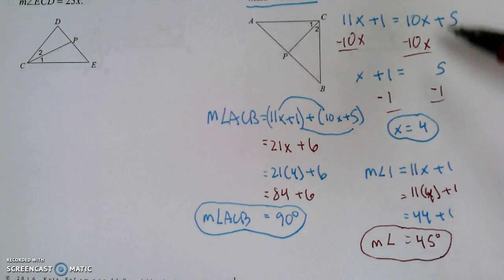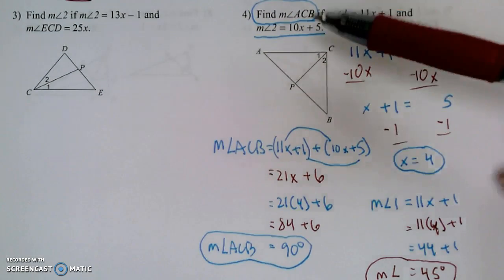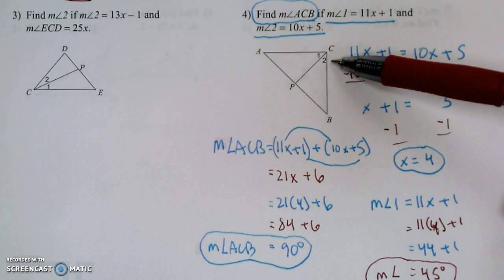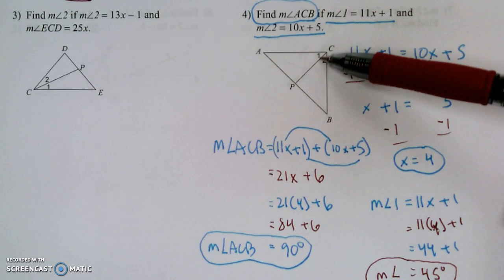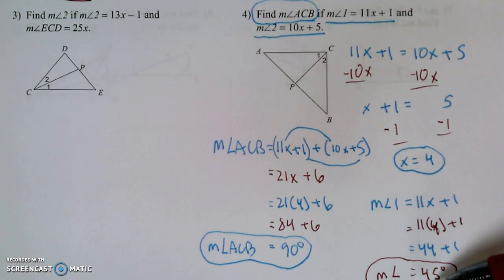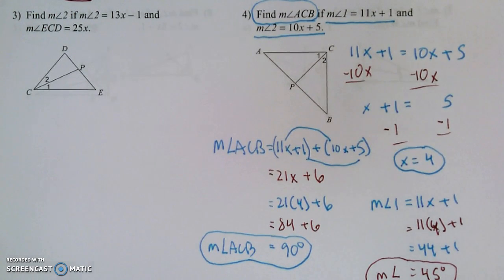I suppose there's a third way too. You could substitute 4 into this expression, 10 times 4 plus 5, for angle 2. 10 times 4 is 40, plus 5 is 45. You could double that, or add the 45 here plus the 45 from angle 1, which equals 90. So there are several different ways to go about it. Just as long as you're showing your work, it doesn't really matter. Okay, all right, good luck with these.